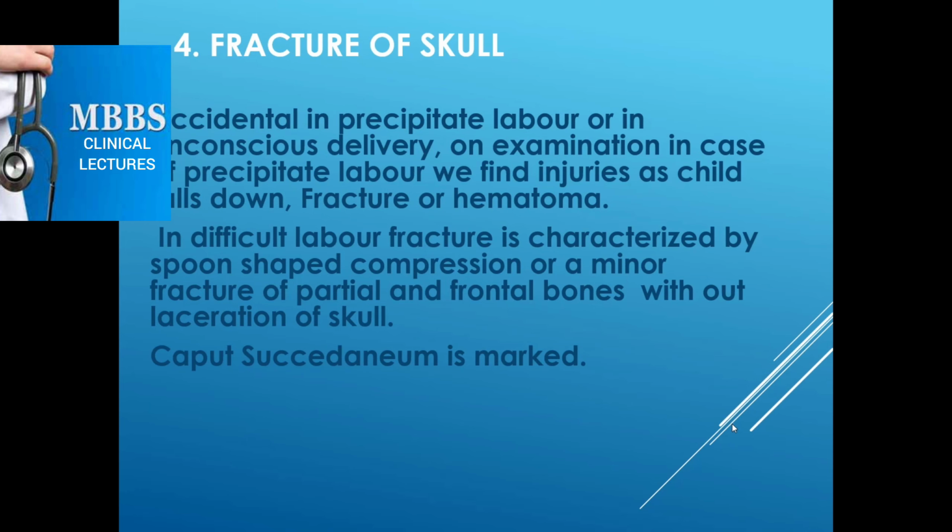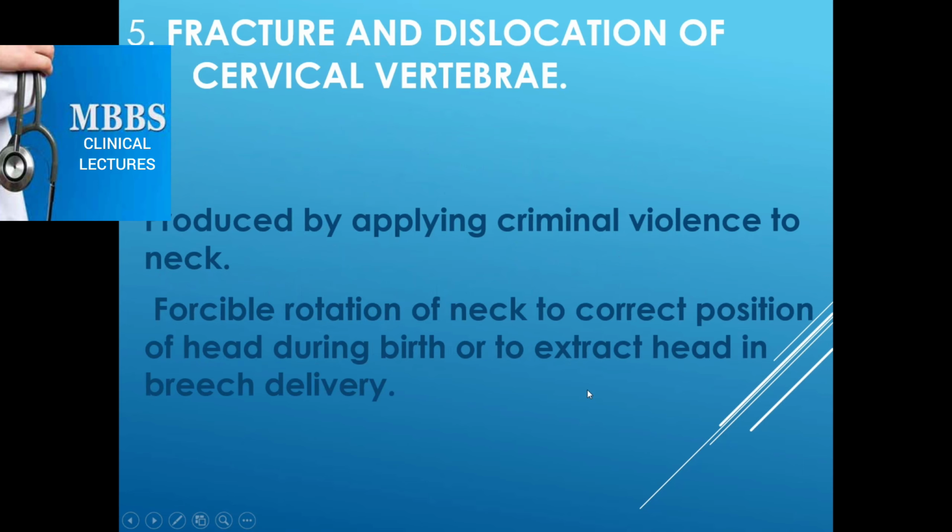Fracture of skull. It may be accidental in precipitate labor or in unconscious delivery. On examination in case of precipitate labor, we find injuries as the child falls down, fracture or hematoma. In difficult labor, fracture may be there, but it is characterized by spoon-shaped compression or minor fracture of parietal and frontal bones without laceration of the skull. Then, in case of difficult labor, caput is always there and is very marked.